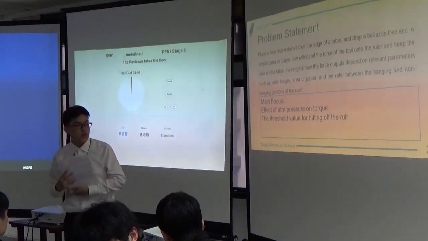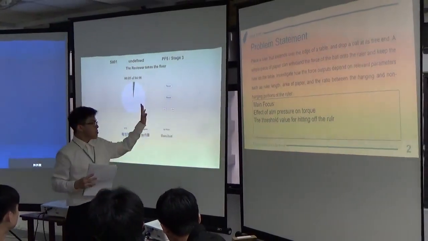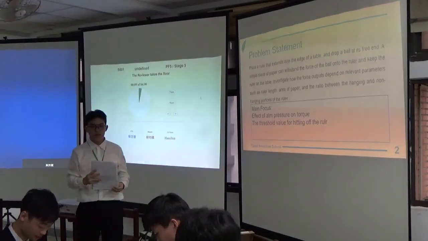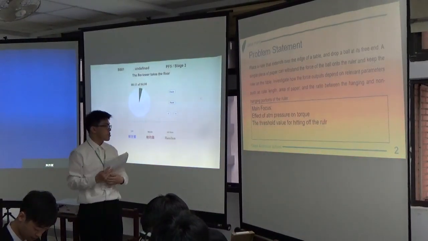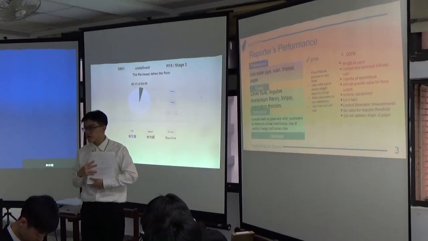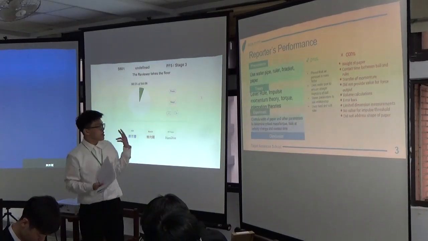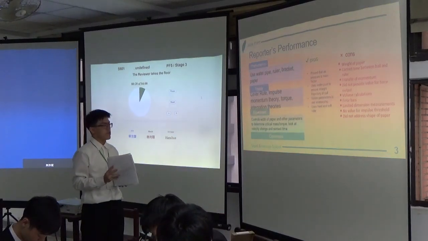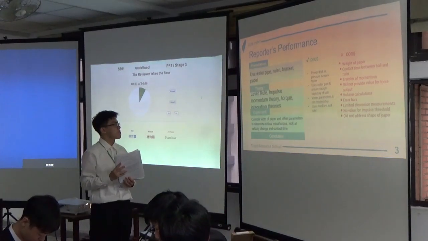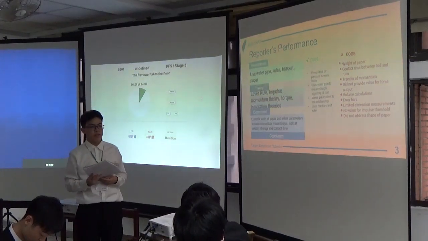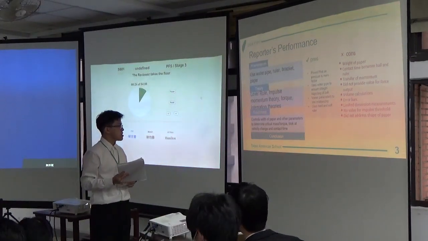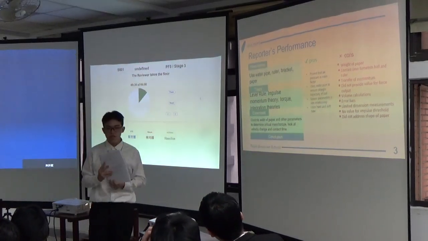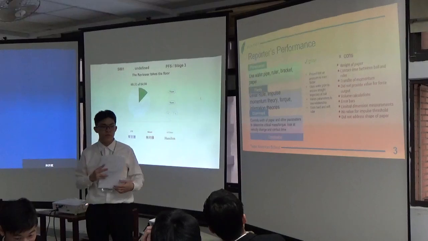I'll be reviewing topic 14 really quick. And this is the problem statement, and the reporter's main focus is on the effects of the atmospheric pressure on torque and the threshold value needed to hit off the ruler. The report's presentation first opened on how they used their setup of a water pipe, a ruler, and brackets to set up the phenomenon. And then they described how they used the lever rule, the impulse momentum theory, torque, and integration theories in order to develop a model.